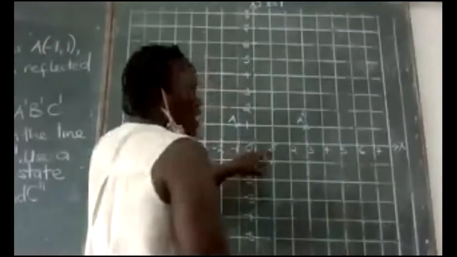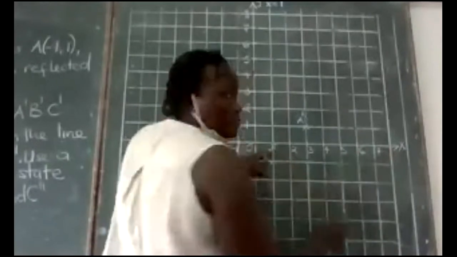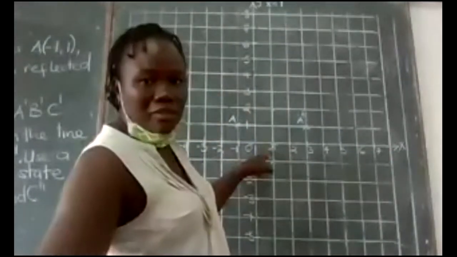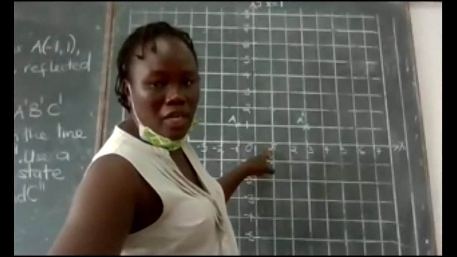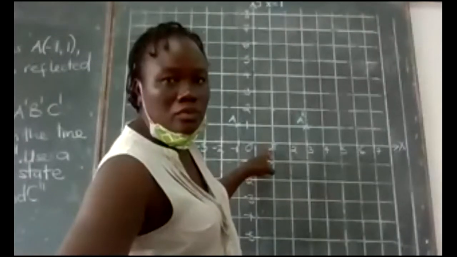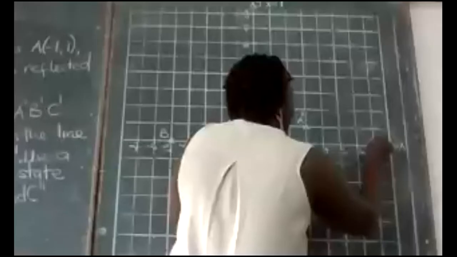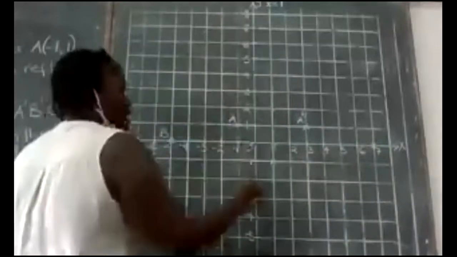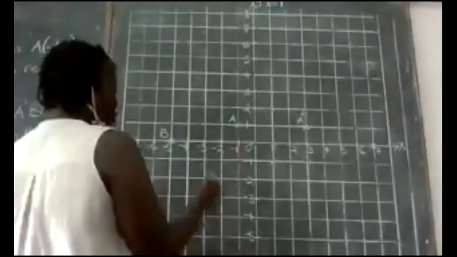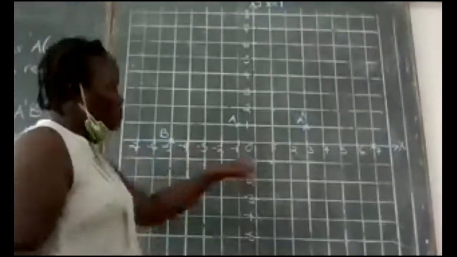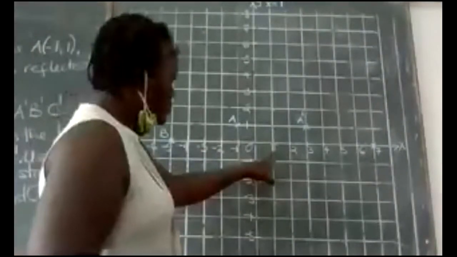So where do we end? Daphne has gone off. Daisy: 7, 0. So Daphne, our line of reflection was not the x-axis, it was x equal to 1. So we had to count 6 spaces to here and then 6 spaces. So B prime is at 7, 0. Let me note them down here. A prime, 3, 1. B prime, 7, 0.